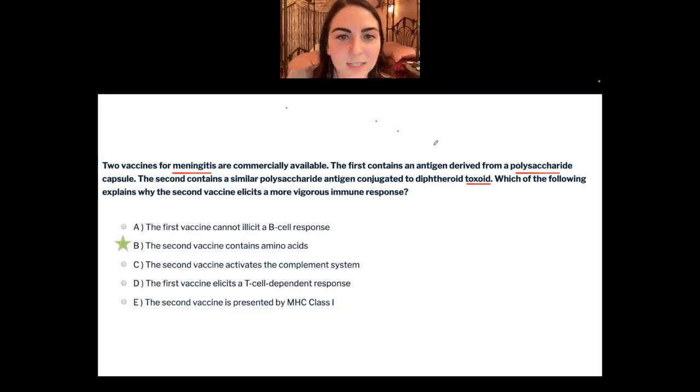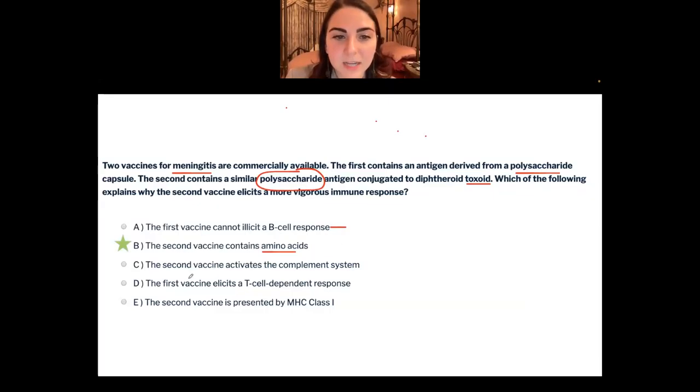Again, I know it's a lot to take in. So if you didn't get it, not a big deal at all. Now you'll get it for the next time. Let's talk about why the other ones are wrong. It contains amino acids, which is just another way to say it's a protein, right? So the diphtheria toxoid is a protein. The first vaccine cannot elicit a B cell response? That's not true. It can. It's just a very weak B cell response, because IgM only releases one. But you still get one.